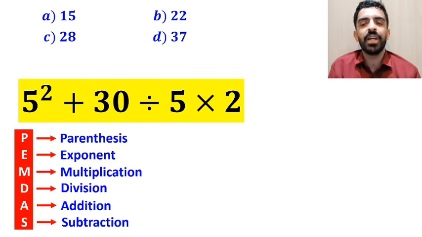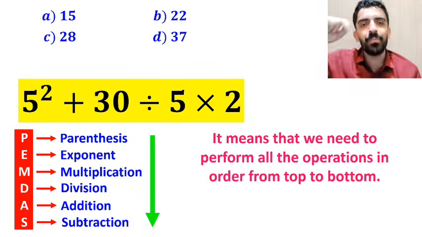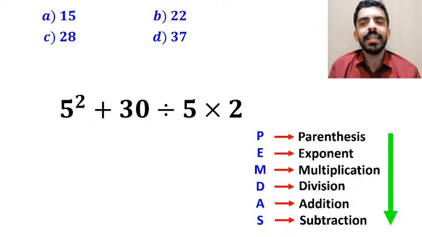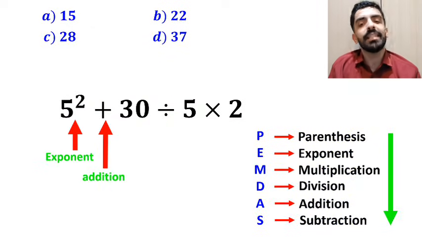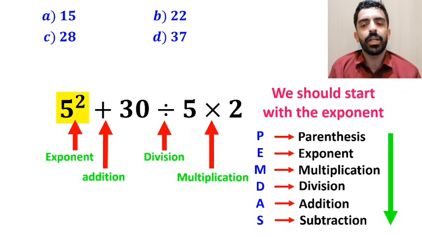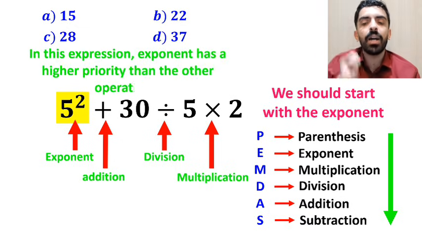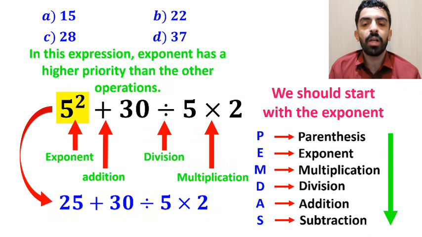To solve this question, we must follow the PEMDAS rule. It means that we need to perform all the operations in order from top to bottom. Alright, as you can see in the image, in this expression, first we have an exponent, then an addition sign, followed by a division, and finally a multiplication. We should start with the exponent, because in this expression, exponent has a higher priority than the other operations. So, this expression simplifies to 25 plus 30 divided by 5 times 2.